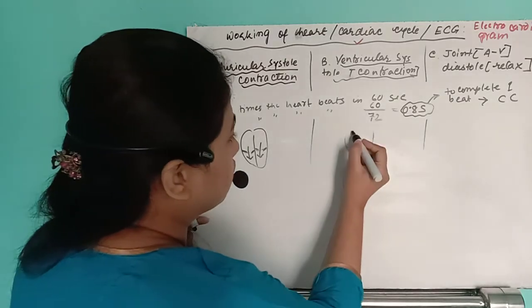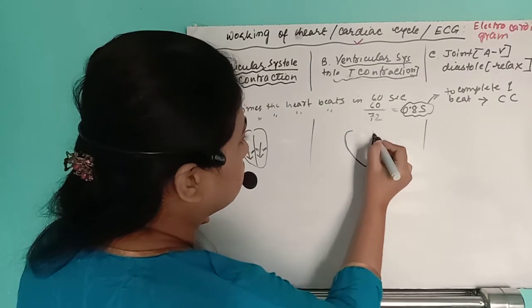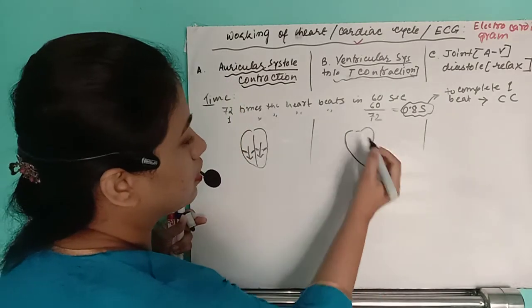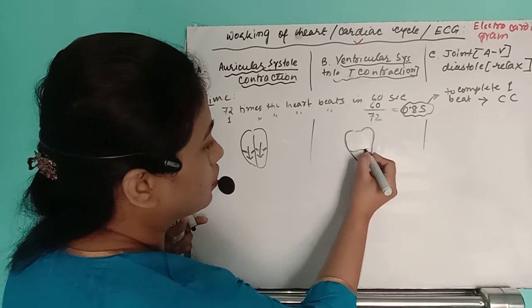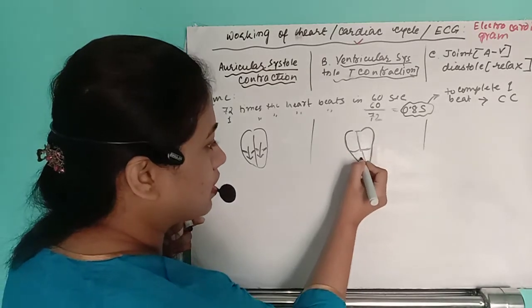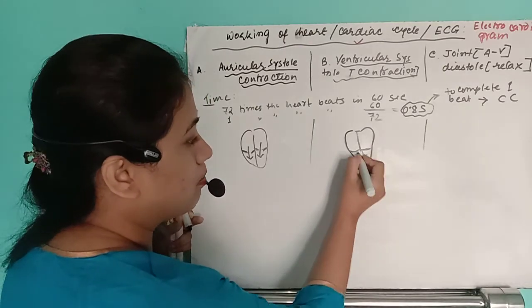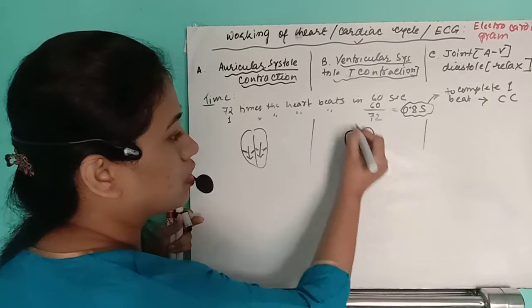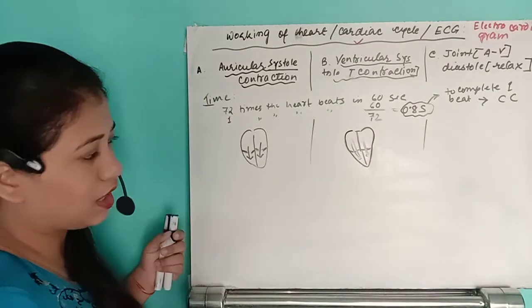In the ventricular systole, what happened? Both the ventricles will contract. So this will close the tricuspid and bicuspid valves. Then after that, the semilunar valve will open. The blood from both the ventricles will go to the pulmonary and systemic arteries.